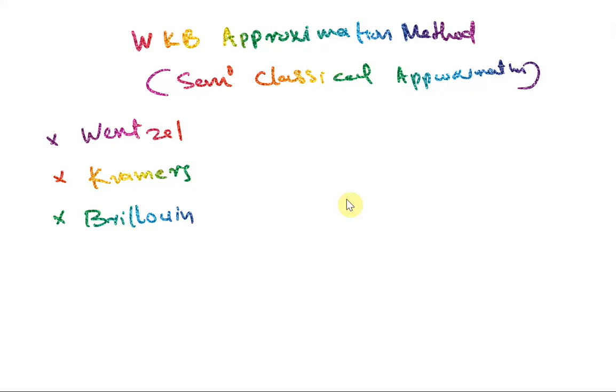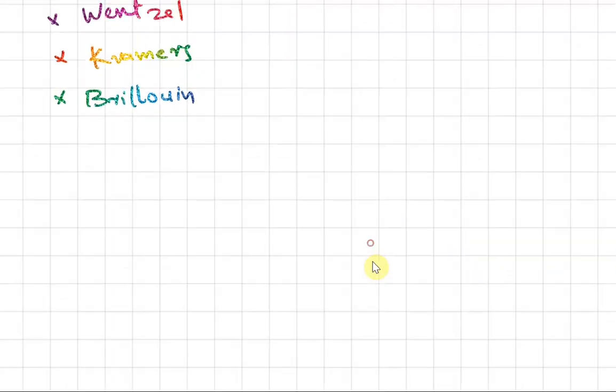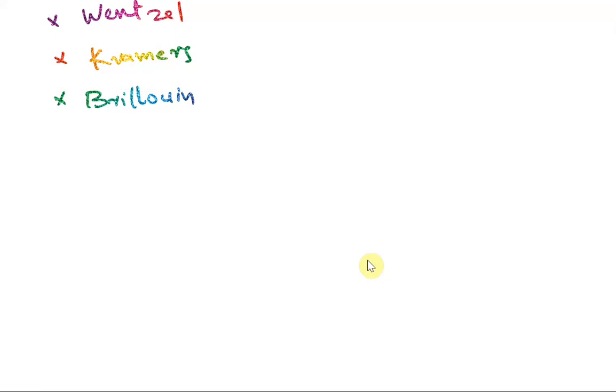So now let's start with our discussion of the WKB approximation method. This method is also called the semi-classical approximation method. And here the WKB stands for three different scientists, Wentzel, Kramers and Brillouin, who developed this idea. And this is one another approximation method for solving the time independent Schrodinger equation.